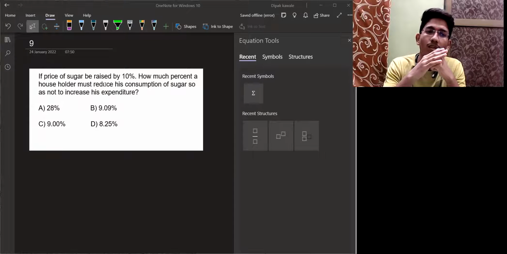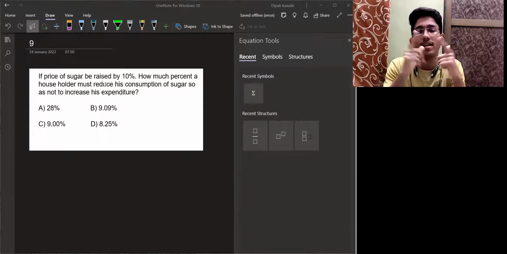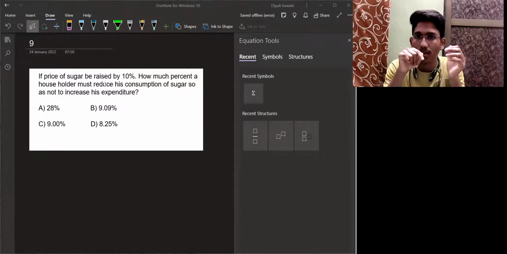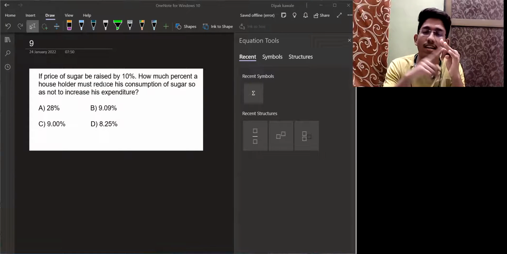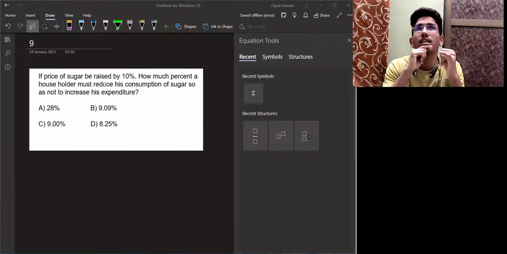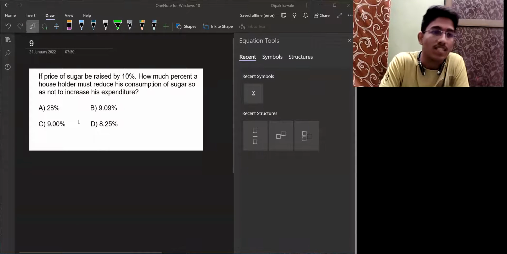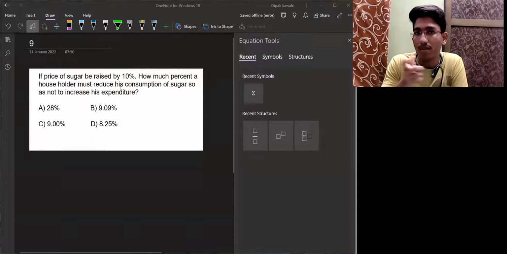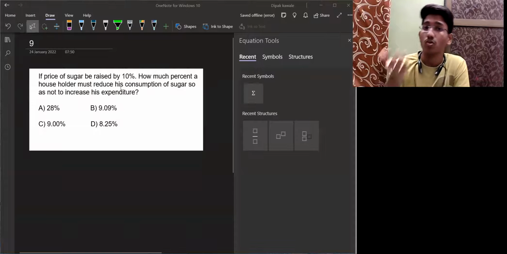Whenever in the question it is given as raised by, increased by, more than, greater than, larger than, we have to consider it as a positive, that is, it is more than in our formula. And whenever it is given that it falls by, it is less than, it is smaller than, or it decreased by, then we have to consider minus in our formula. As in the problem, it is saying that if the price of sugar is raised by 10%, how much consumption should we reduce?